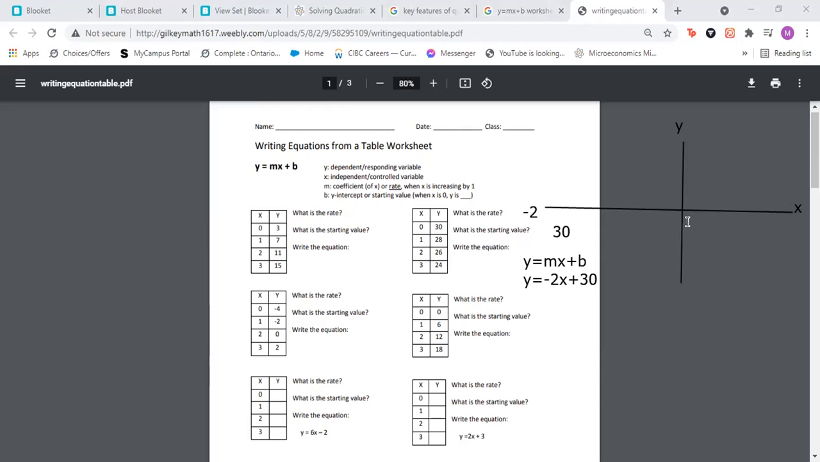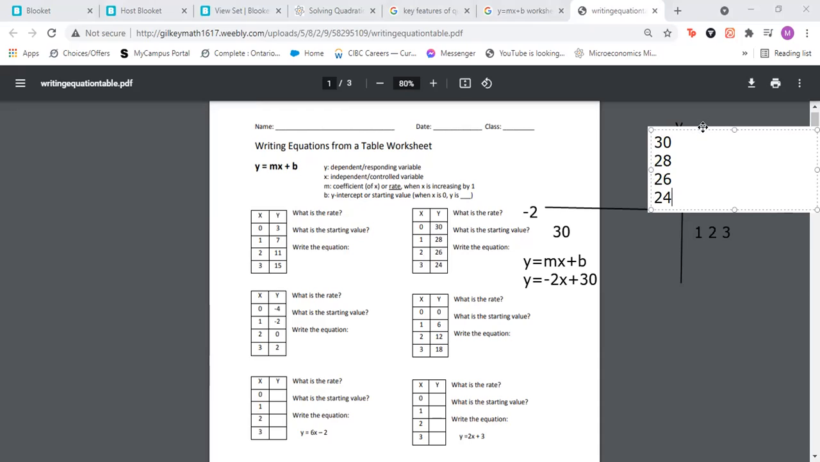So to graph it, how do you graph? So how do you graph this though? So you take the x's here, so it's 0, 1, 2, 3, right? Okay. And then you take the y's, so 30, 28, 26, 24. So I'll try to put it up here so it's more to scale.